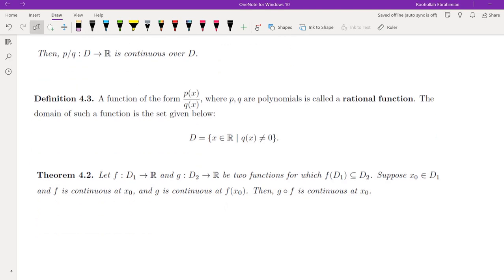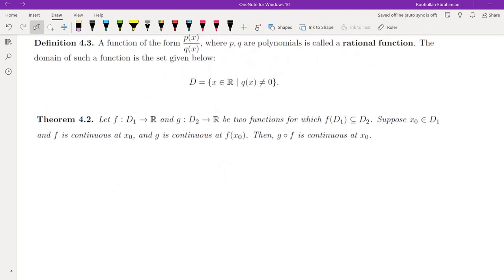So a function of the form p of x over q of x, where p and q are polynomials, is called a rational function. The domain of such a function is the set given below. It is the set of all real numbers where the denominator isn't 0. We talked about how rational functions are continuous. So we have now created some functions that are continuous, polynomials, and then the next step was rational functions. And of course, polynomials themselves are rational functions with the denominator of 1.